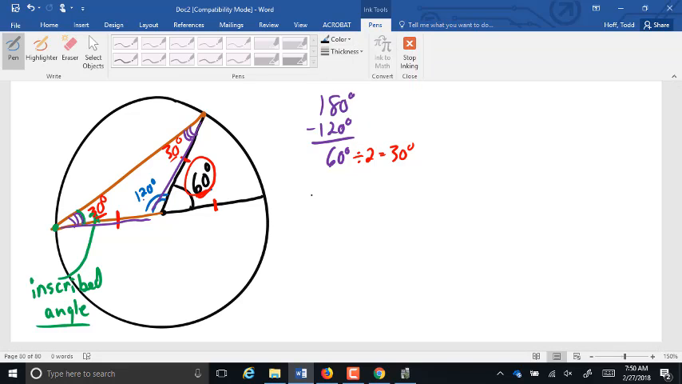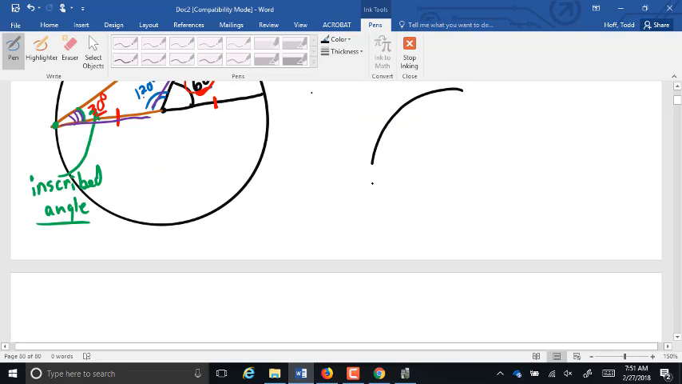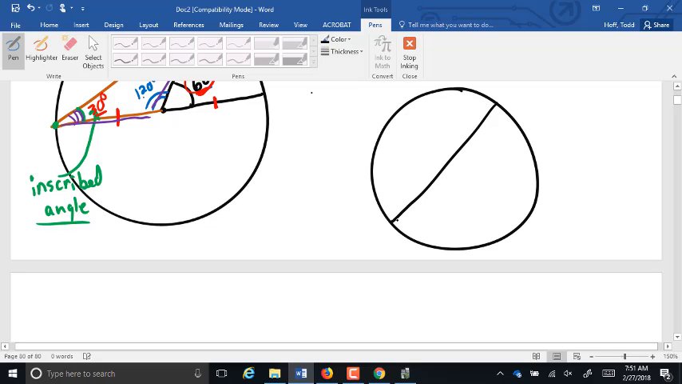So now, let's try to extend that concept. Let's say that this angle here is 38 degrees. How would you describe this arc? How many degrees is it?